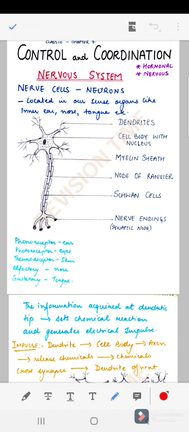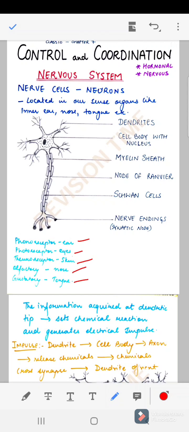We have several receptors in our sense organs, such as phonoreceptor, which is in the ear, photoreceptor in the eyes, thermoreceptor in the skin, olfactory receptor in the nose, and gustatory receptors in the tongue.